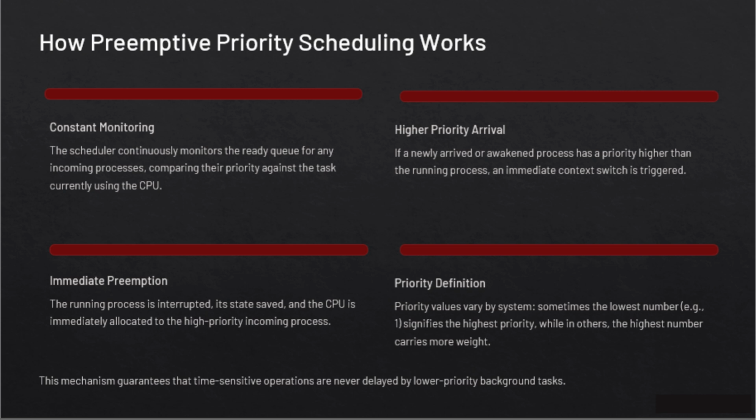Keep in mind that priority numbers can differ between systems. In some, a smaller number means higher priority, and in others, it's the opposite. The key takeaway is time-sensitive tasks always get preference to keep the system responsive.